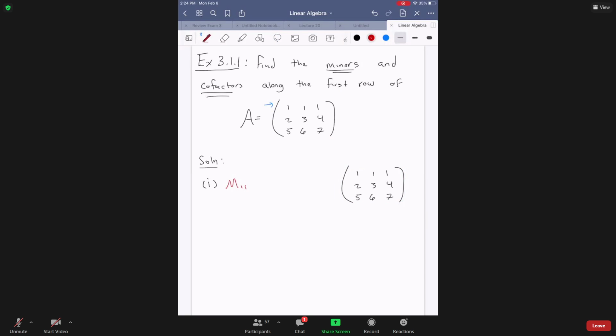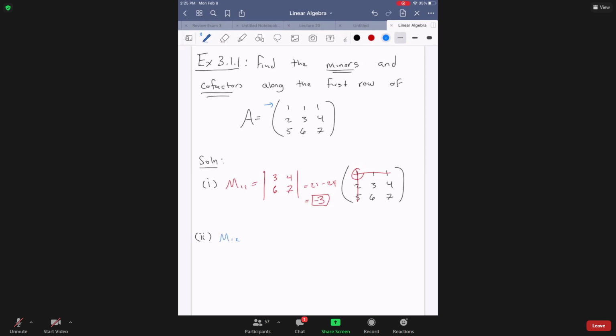So take this, and in order to find a minor of this, literally just delete that column and that row, and whatever's left there, take the determinant of that. So this is going to equal, well, what's there? What's 3, 4, 6, and 7. And then we already know how to find the determinant of a 2 by 2. So it's 3 times 7, which is 21, minus 24, which is going to equal minus 3. Perfect.